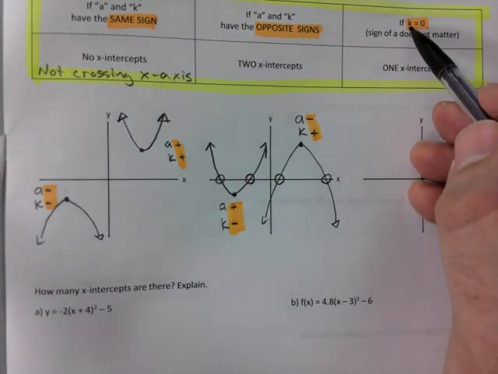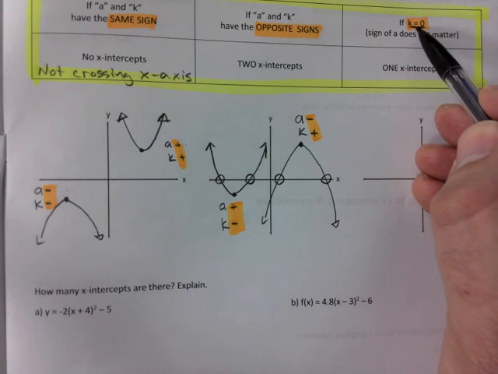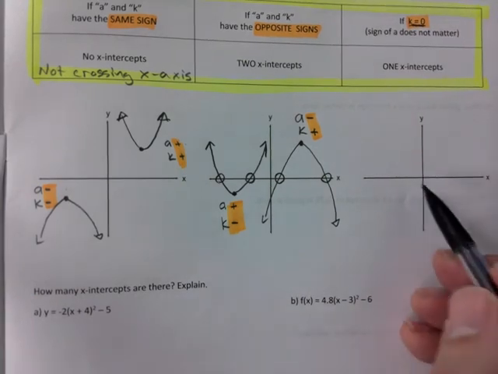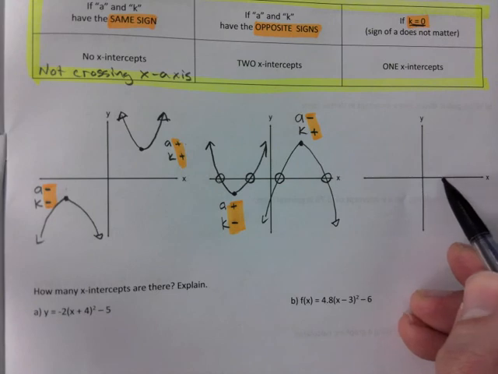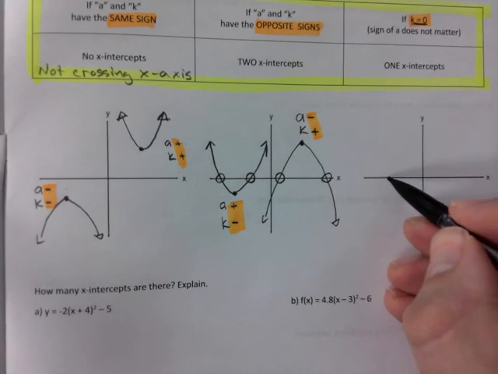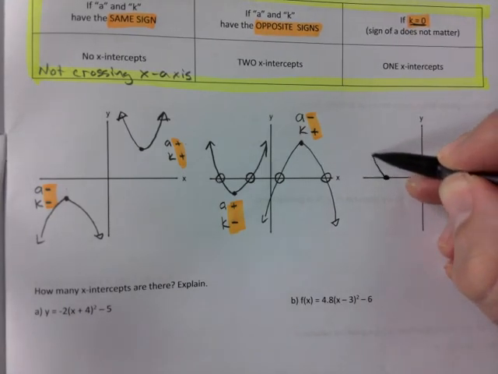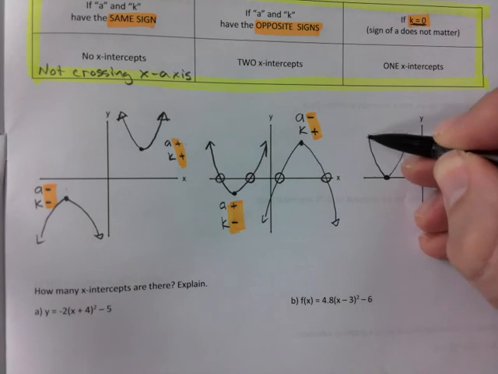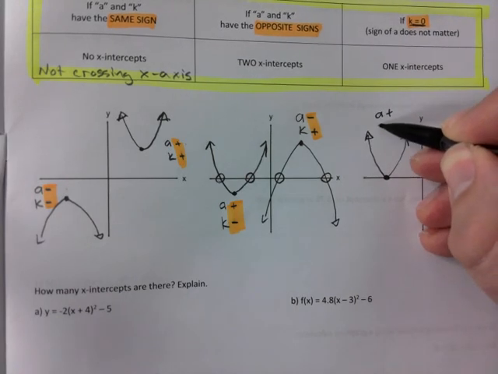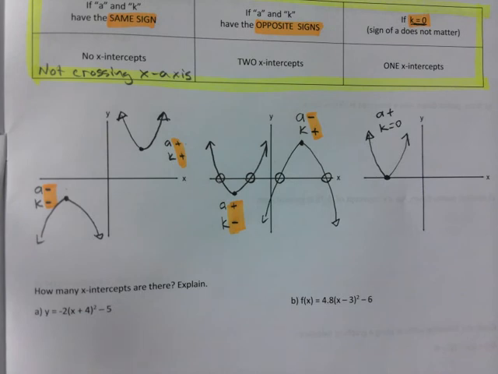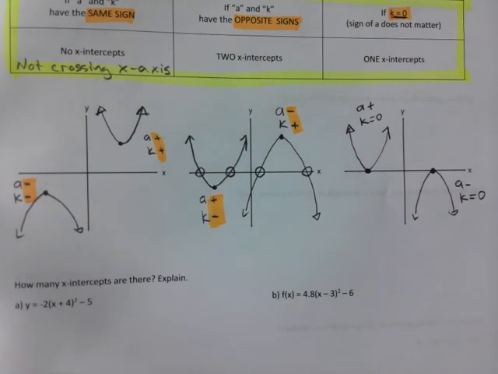And then the last scenario is when K is exactly equal to 0. Think about it. If K is 0, it doesn't matter what the x value will be. You are right on the x-axis, right? So we can say this. In this case, A is positive, but K is equal to 0, right? You could still have one where A is negative, but K is still equal to 0. So sorry about that there.